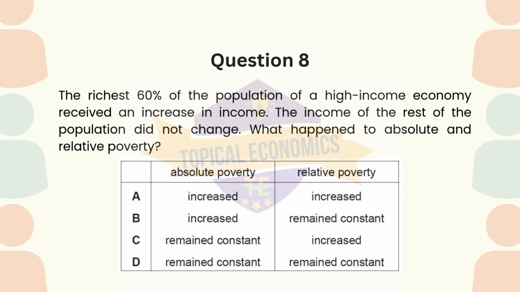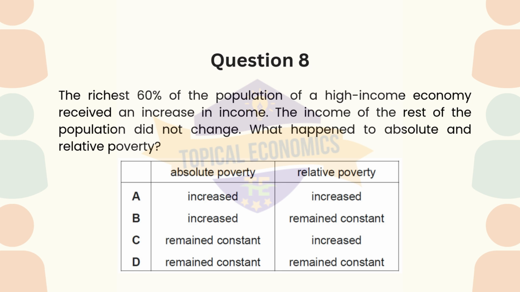They have given us options. So here, let us look at option A. Option A is saying that absolute poverty increased, relative poverty decreased. Now this is incorrect because absolute poverty did not increase, it remained constant. Coming to option B, absolute poverty increased, relative poverty remained constant. Again, this is incorrect because absolute poverty did not increase and only relative poverty changed.